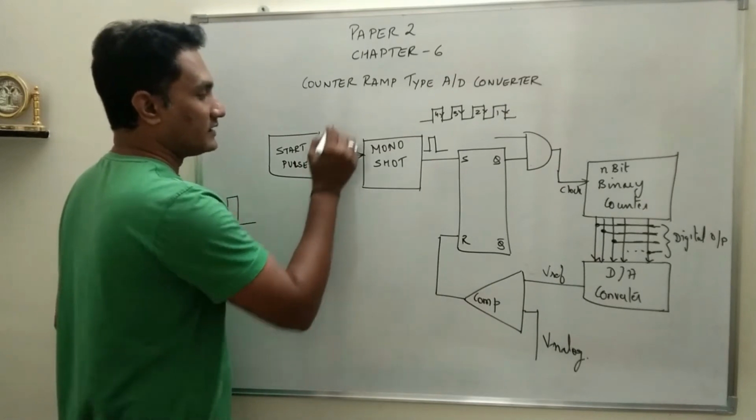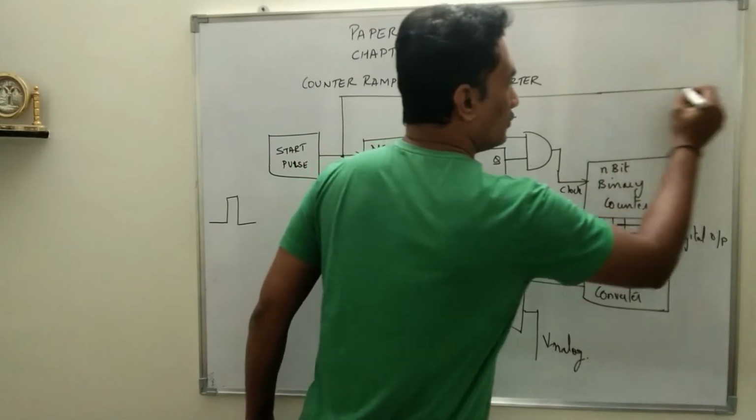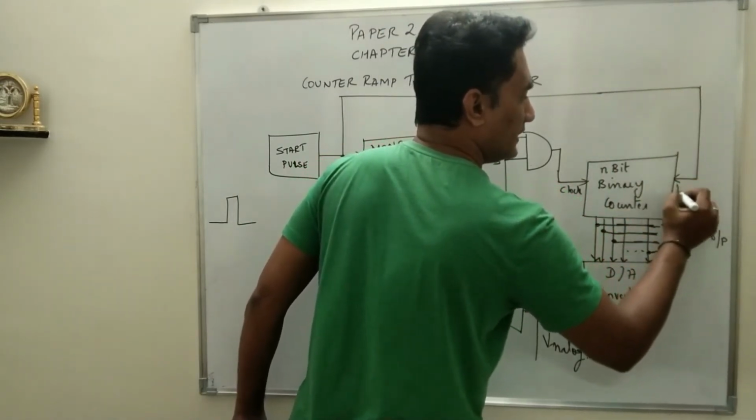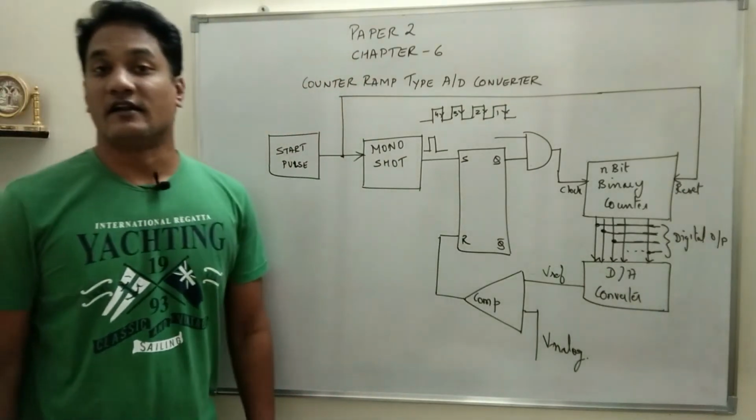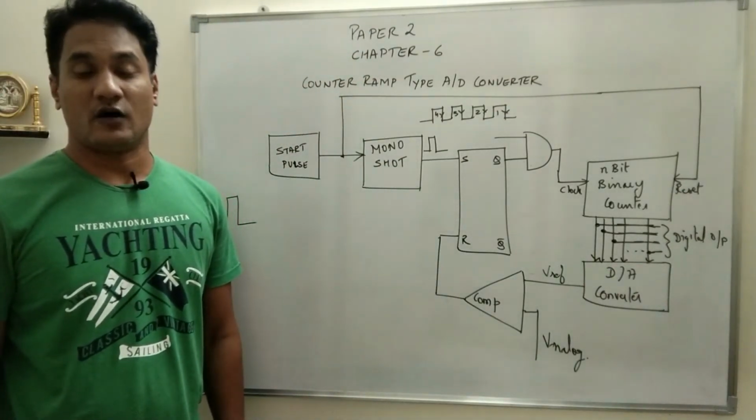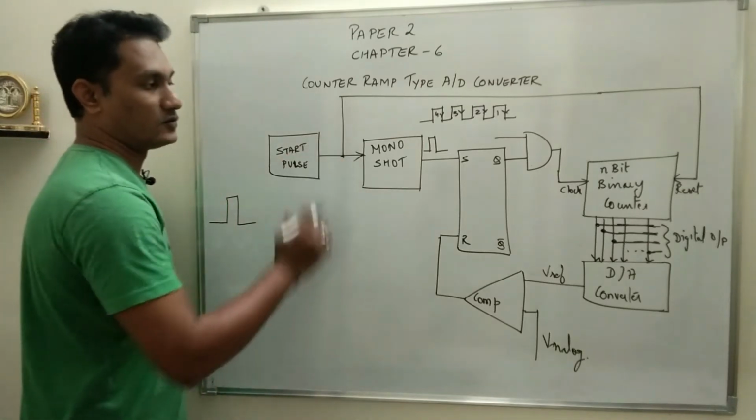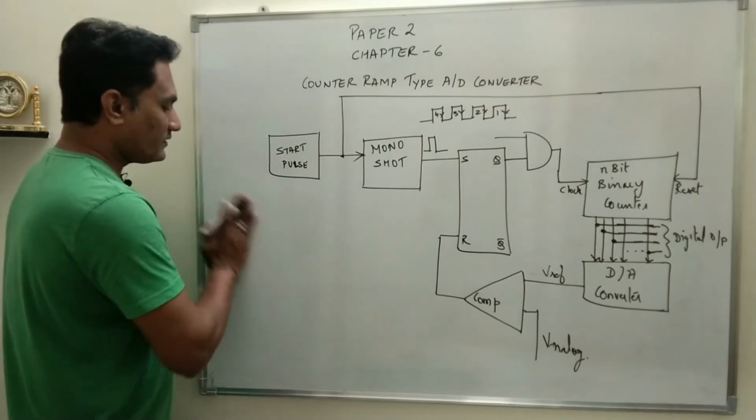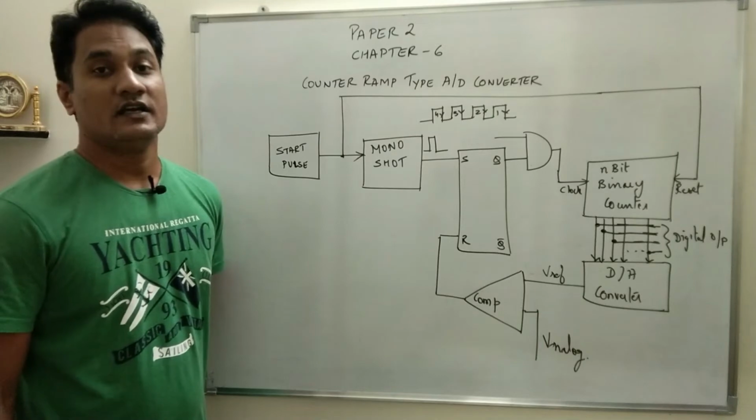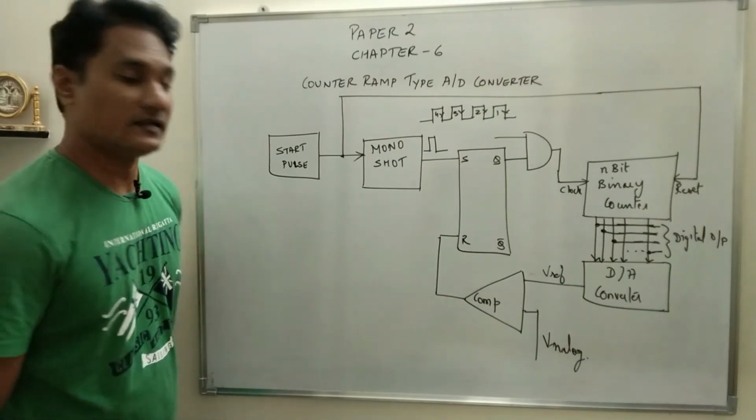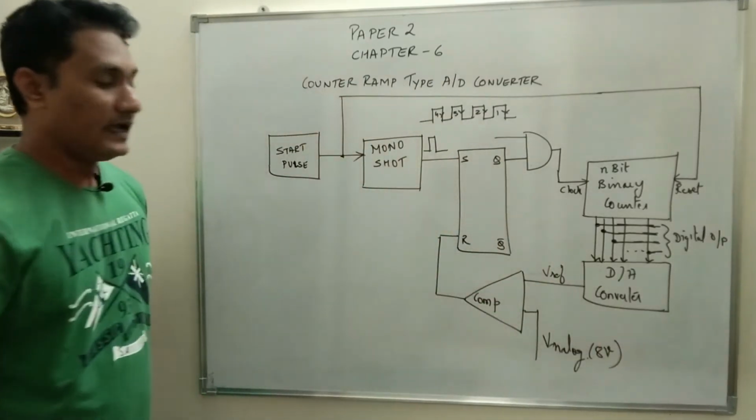Now there is one more thing. The start pulse is given to the monoshot. It is also given to the reset pin of your counter. That means if the counter resets, the count will start from 0 0 0 0. So this is what is done. So the first thing which you have to do is give the analog voltage for which the binary or digital data is required. So V analog, let's say 8 volt. So I will apply 8 volt over here.